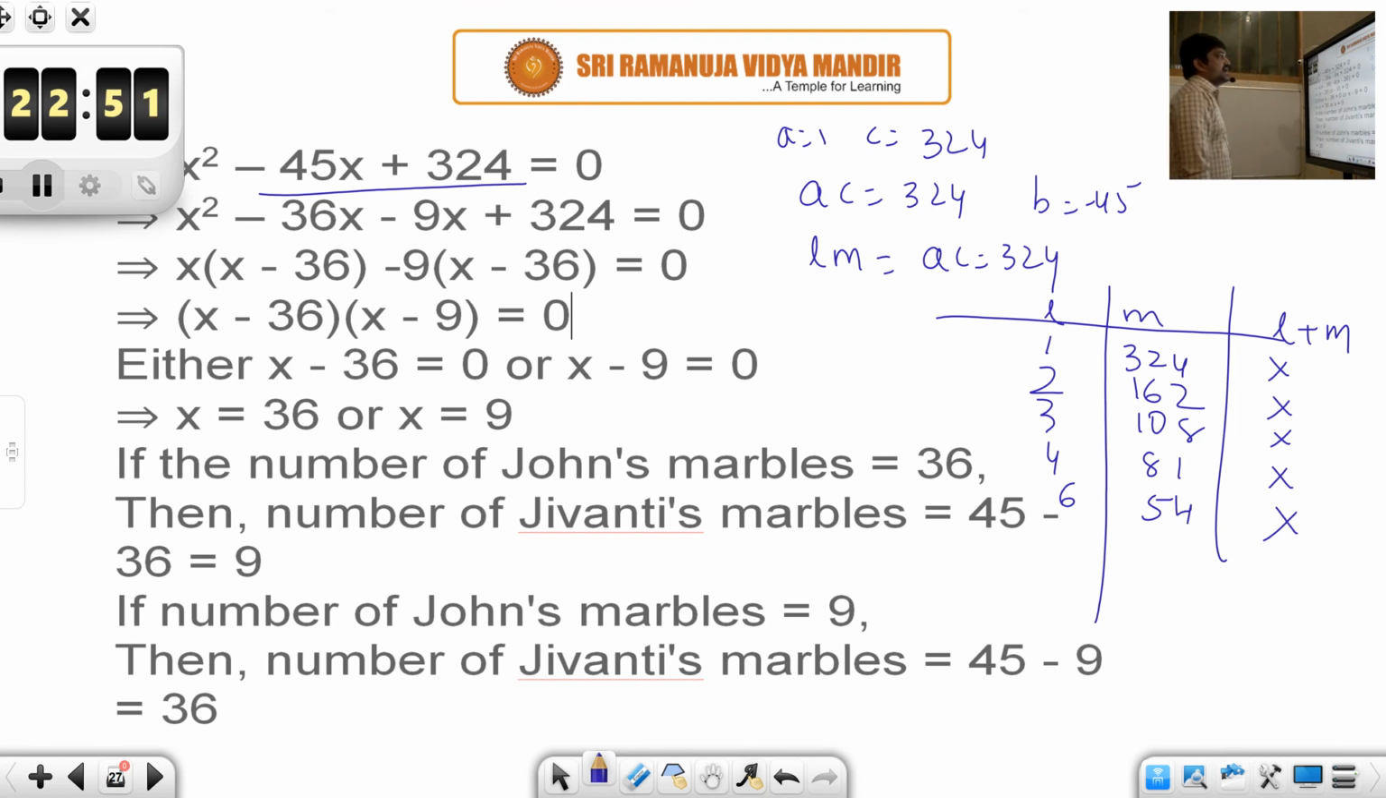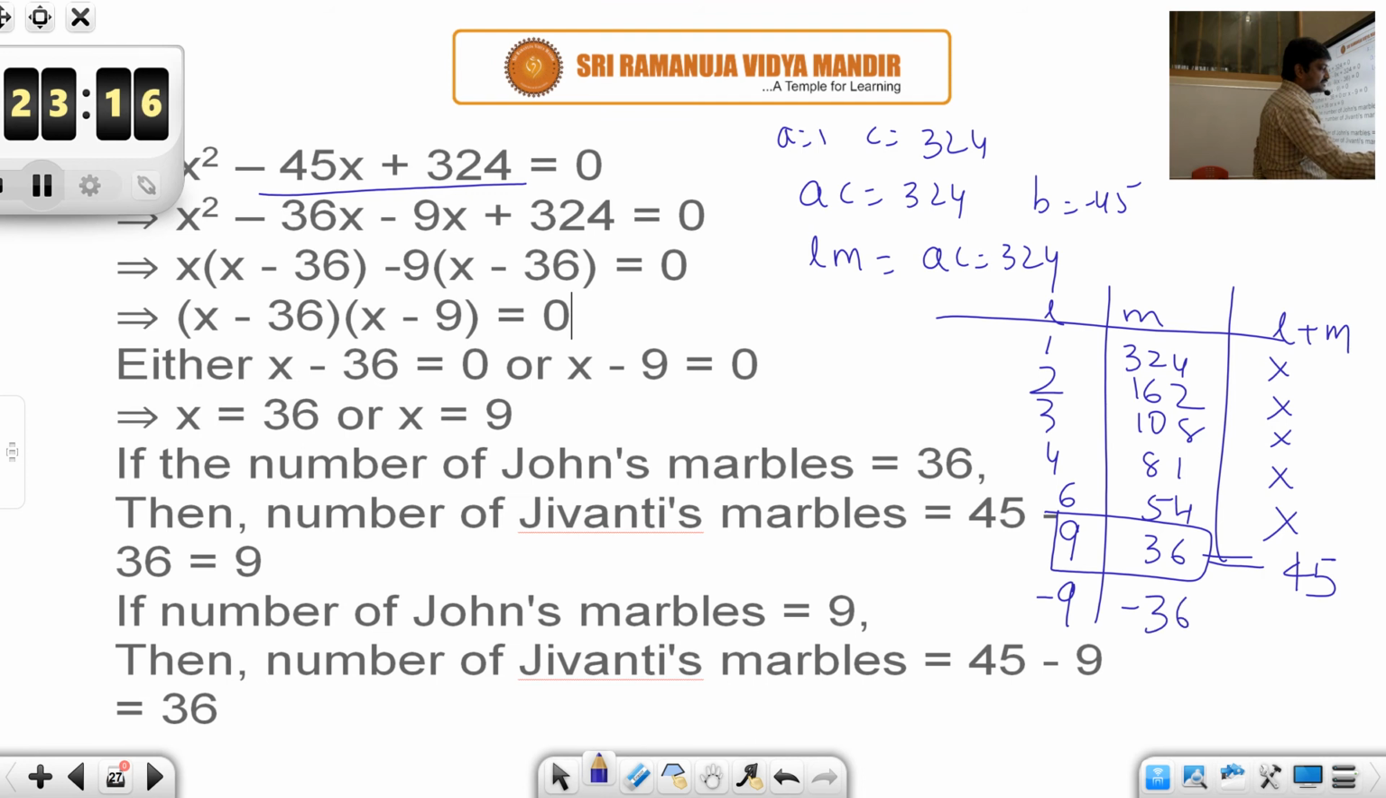And then, is it divisible by 8? No. If L is 9, then here you are getting 36, and you could observe that the sum of 9 and 36 is 45. But there you are getting minus 45, so it should be minus 9 and minus 36. Even minus 9 into minus 36 gives you 324. So these are the right pair of numbers.